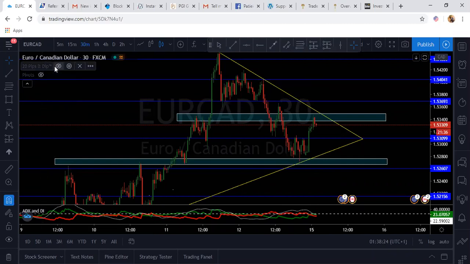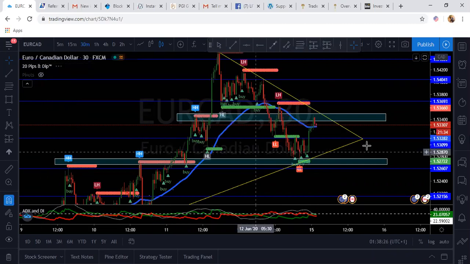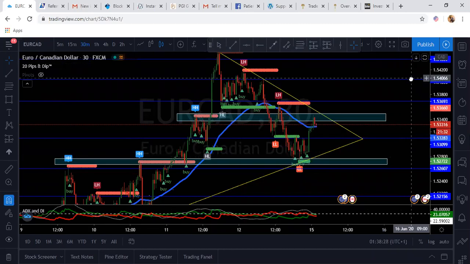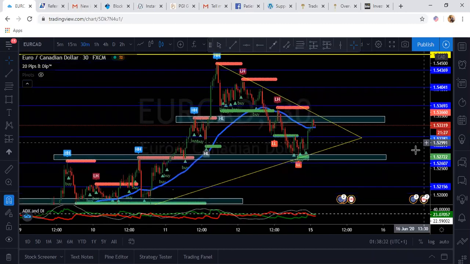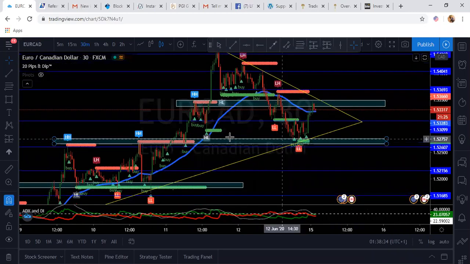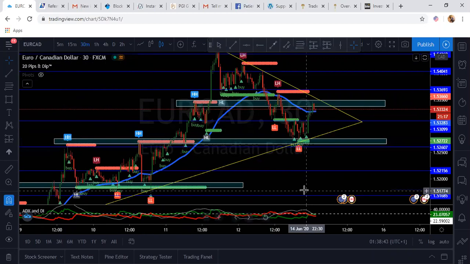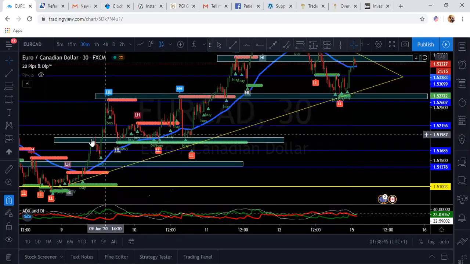So if I pull my 20 pip and dip indicator, guys, look at this. This is awesome. Now look at this zone that I drew right here. This zone is also being printed as what? As area of resistance. Do you see that the indicator also respected everything I've printed here?